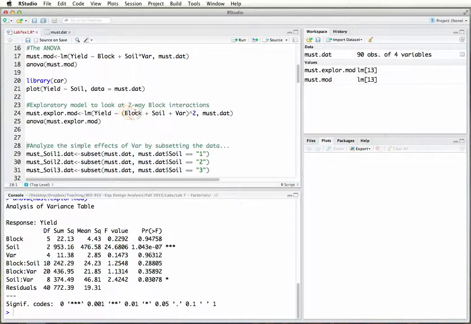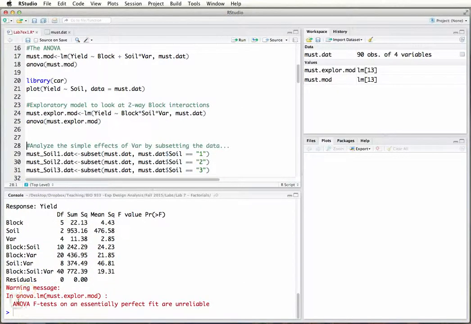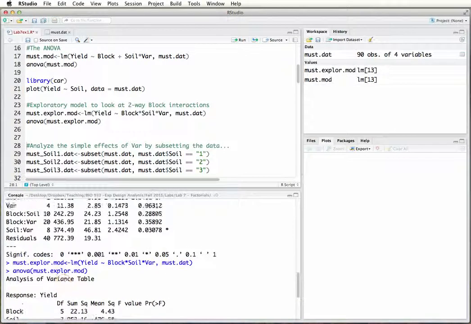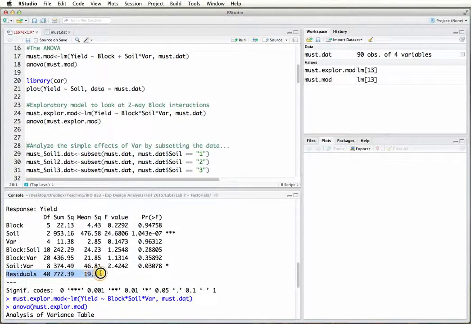Now what would happen if we didn't cap this? Let me remove this. Let's look at all possible interactions between soil, the block, and variety. So I'm not going to cap it anymore at 2. I've just put a bunch of stars in between. If I do that and run the model, R gets really mad at me because I've exhausted all my residuals. These 40 degrees of freedom for the three-way interaction are the 40 degrees of freedom here in my residual term. So this is a case where we are actually using the three-way interaction as the error term in our model.